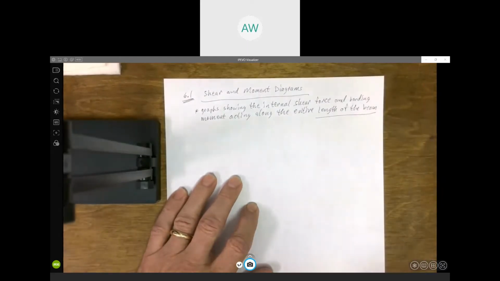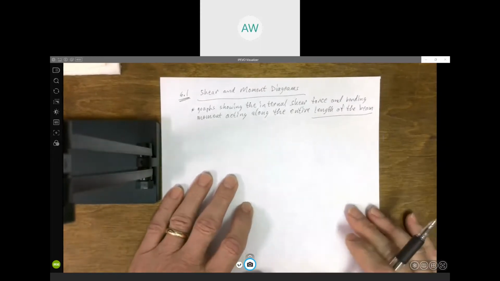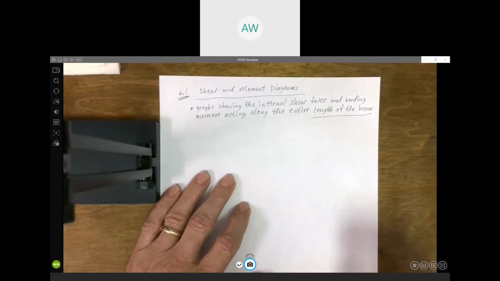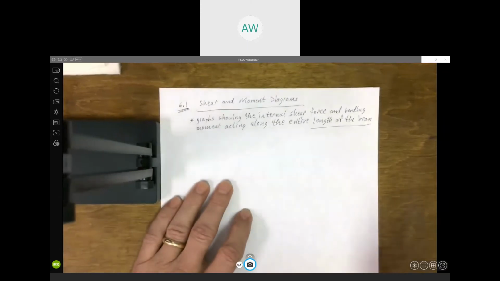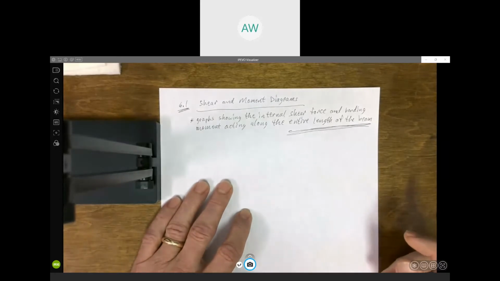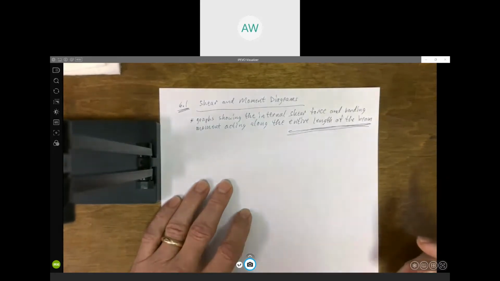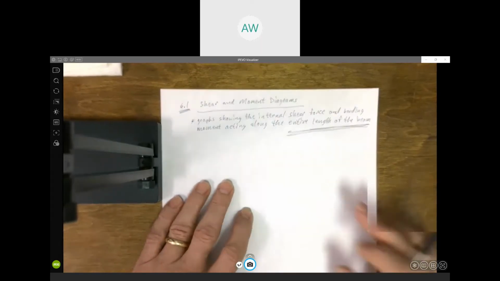We have actually done this before. This was one of the first things we did, sort of. Well, the first thing we did in this course, this semester, was we found what the internal loadings were, but it was just at one specific particular point. Here we're going to take this to the next level, and we want to know what the internal shear force and bending moment is down the entire length of the beam, not just at one specific point.